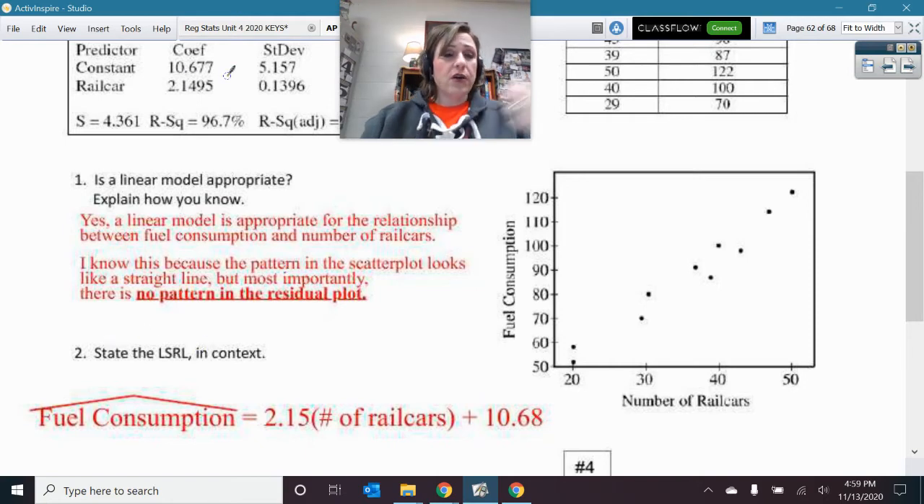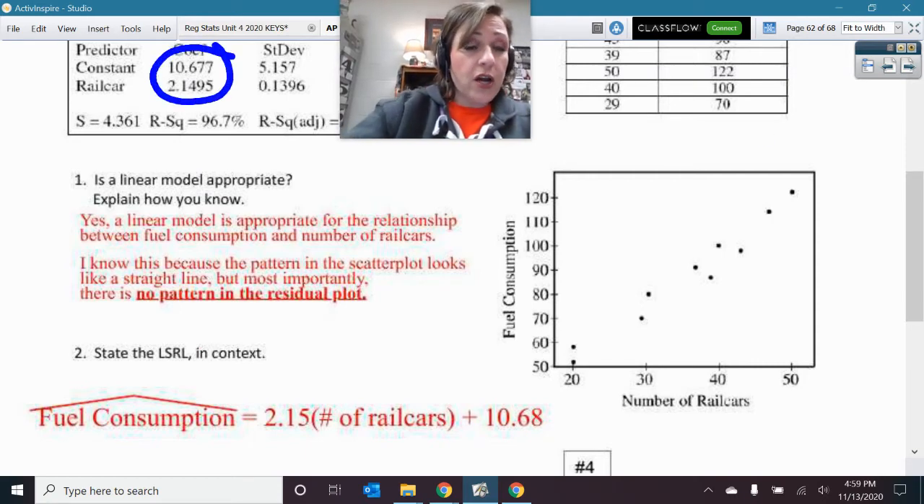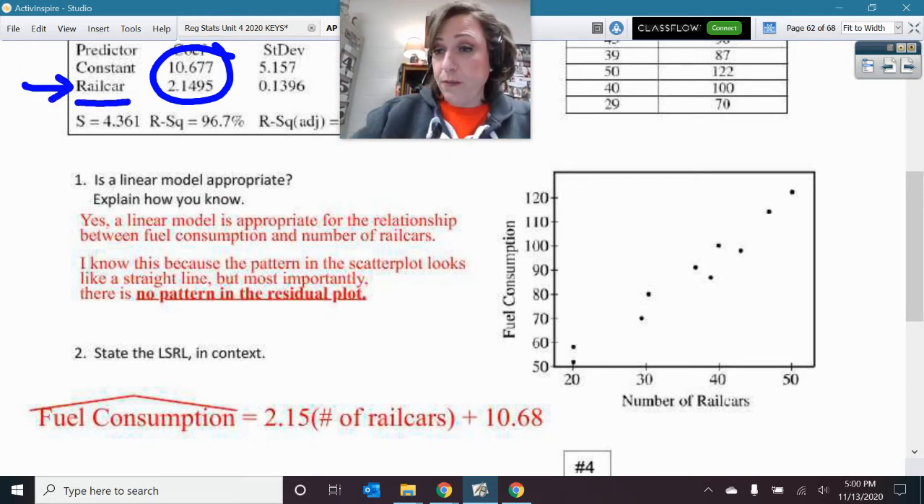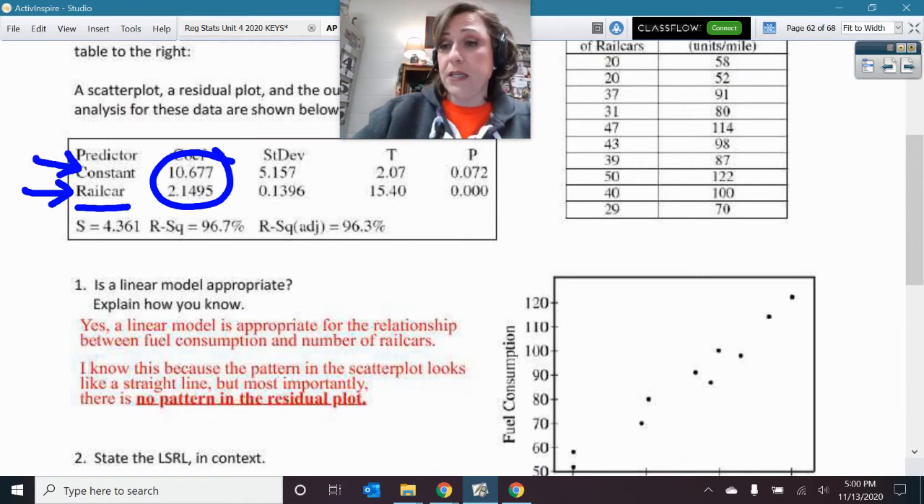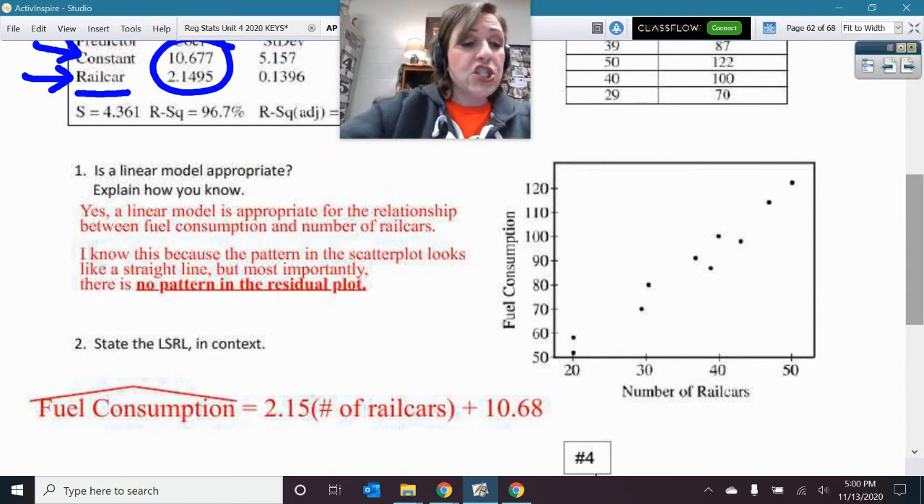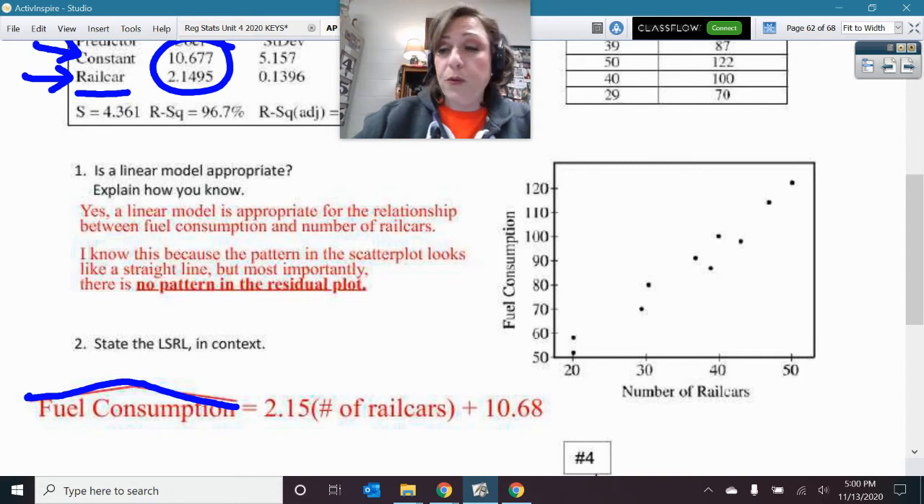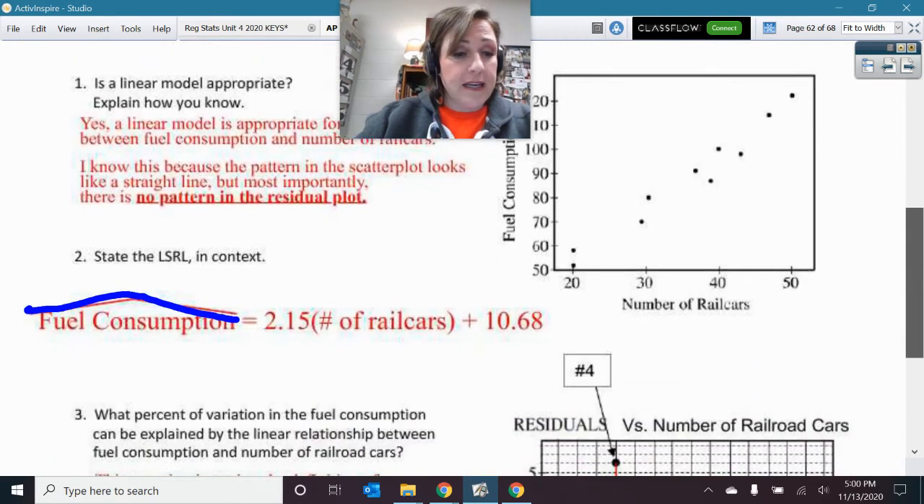State the LSRL. It's just kind of like you know where these things are or you don't. Here is the slope right here. This variable is the x variable, if you didn't know that. And then here is the y-intercept. So you've got 2.15, which I rounded. So predicted fuel consumption, don't forget that, equals 2.15 times the number of railroad cars plus 10.68.